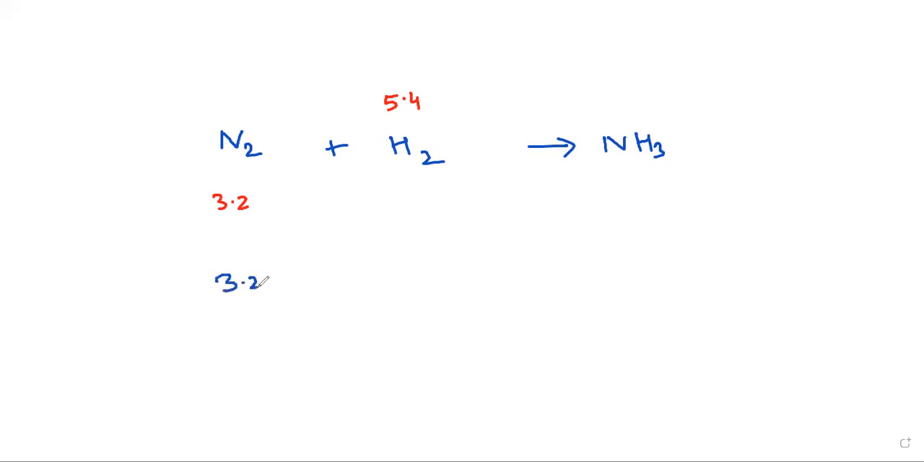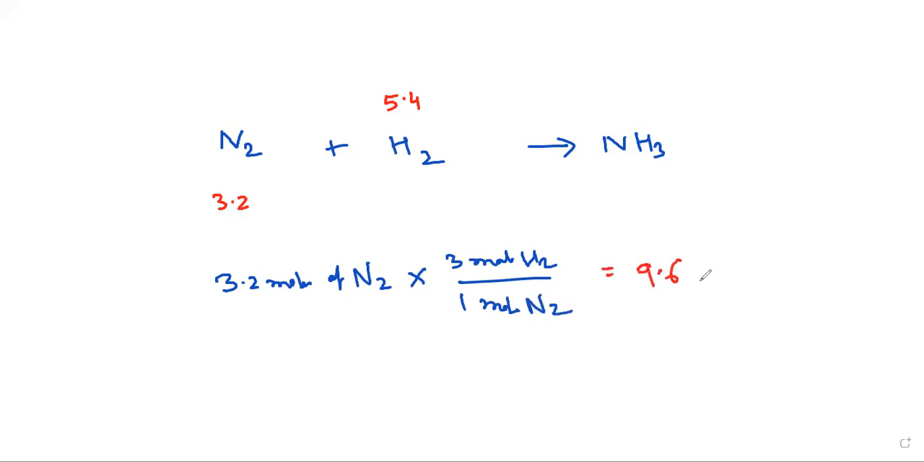If you want to use all the nitrogen gas, for 3.2 moles of N2, the mole ratio is 3 moles H2 to 1 mole of N2, and you get 9.6 moles of H2. Sorry, 3.2 moles of N2 gives 9.6 moles of H2.